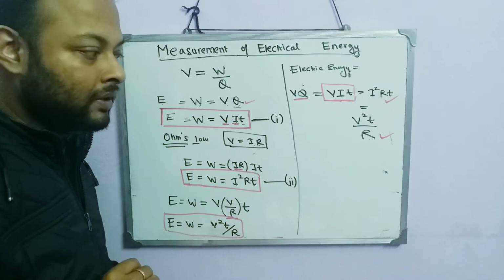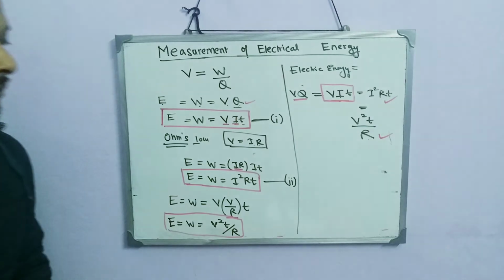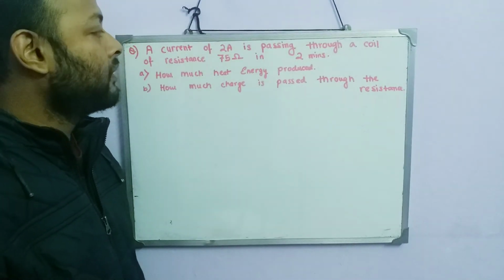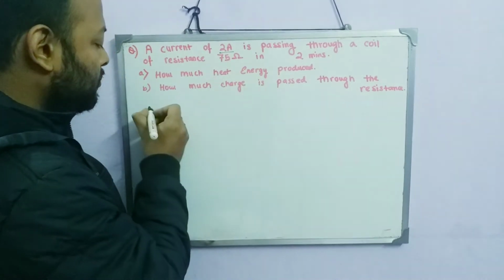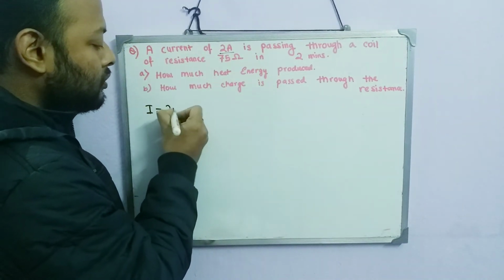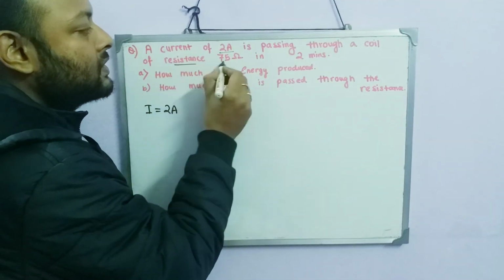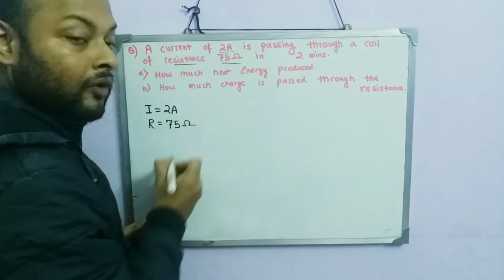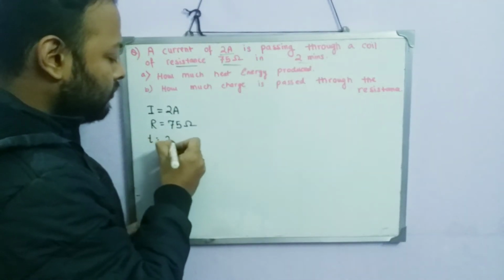Now I'll do one sum related to it to make you understand this concept a little more clearly. So we have a question in front of us. It says a current of 2 ampere is passing through a coil of resistance 75 ohm. So resistance becomes 75 ohm and the time is given how much? For 2 minutes.